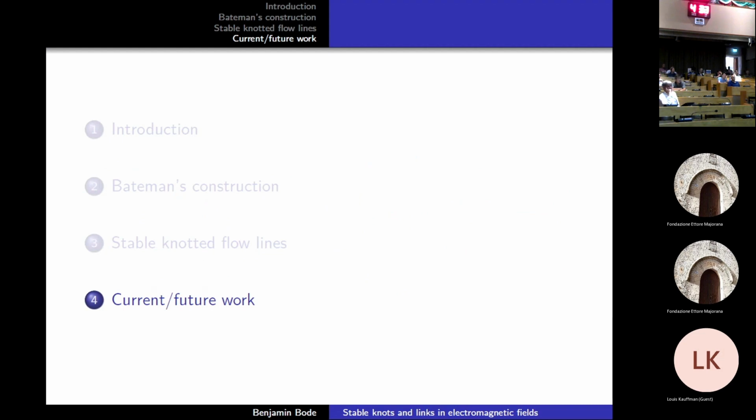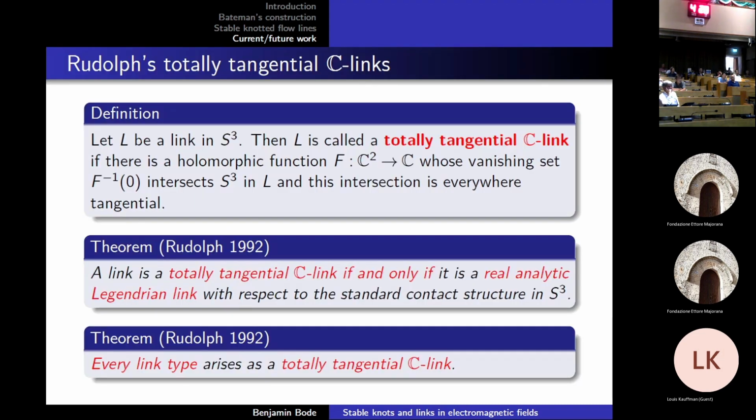Okay, and that proves the theorem, and now I can just very quickly point out another connection to some interesting work. So this is the definition of a totally tangential C-link by Rudolph. So a link in S3 is totally tangential if there's a holomorphic function from C2 to C, such that when you look at its vanishing set, it intersects the three-sphere in the given link, and this intersection is everywhere tangential. The reason why this is important in this context is that Lee Rudolph proved that the property of being a totally tangential C-link is equivalent to being a real analytic Legendrian link. So exactly the kind of curves that can appear as the closed flow lines in Bateman fields. And well, he also proved that every link type arises, which also follows directly from this.